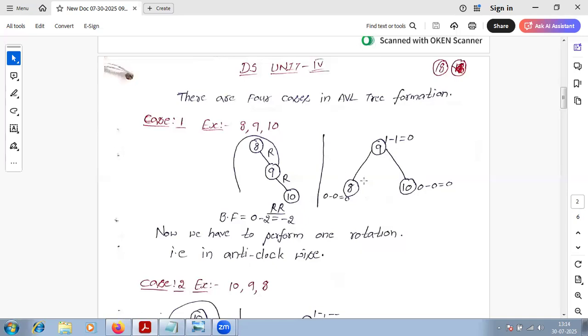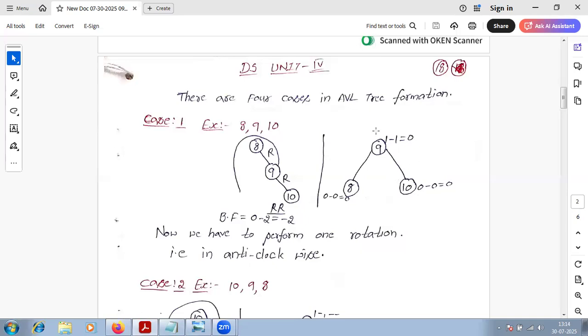After making the rotations, you have to first check whether it is a binary search tree or not. Okay. Now check. It is the root element. What is the left element? Less than the root element. And what is the right element? Greater than the root element. Now it is a binary search tree.